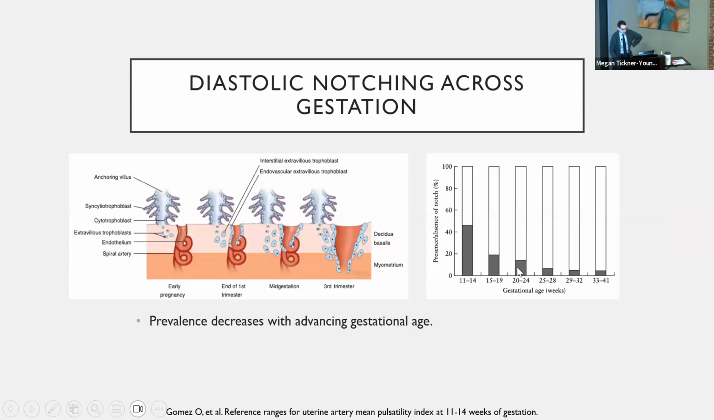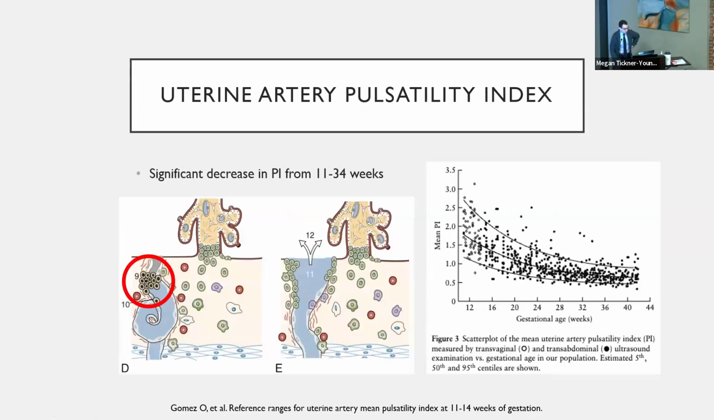This is thought to be explained by a combination of either slower trophoblastic invasion, maternal hemodynamic changes, like increased cardiac output, and reduced blood viscosity and peripheral resistance. You see a significant decrease in the uterine artery pulsatility index from 11 to 34 weeks, and then after that, it's relatively stable. Again, an important representation of changes in pregnancy with invasion and conversion of the spiral arteries.